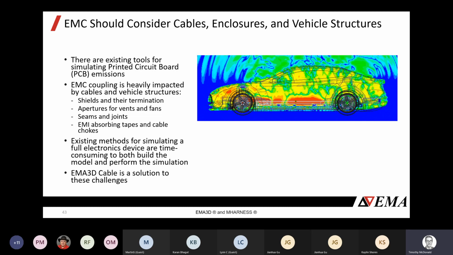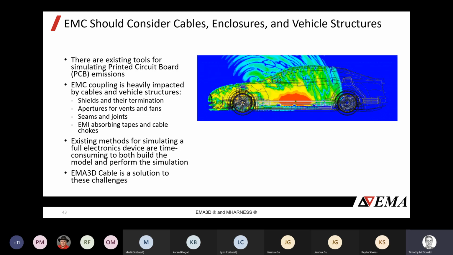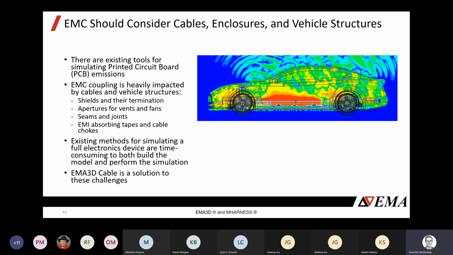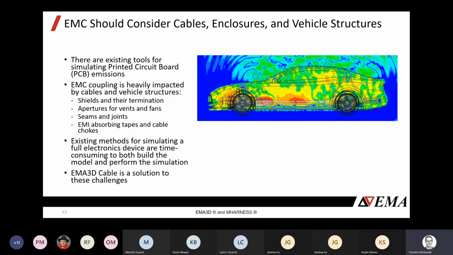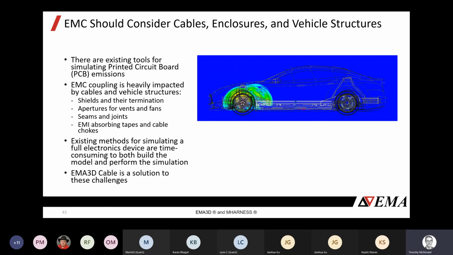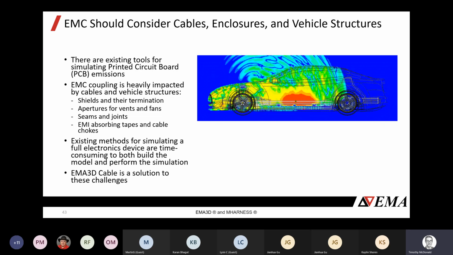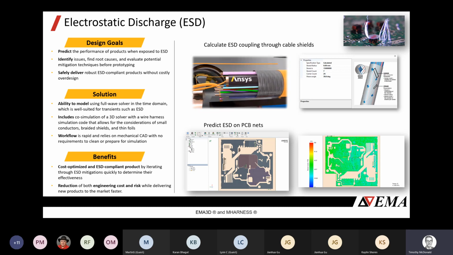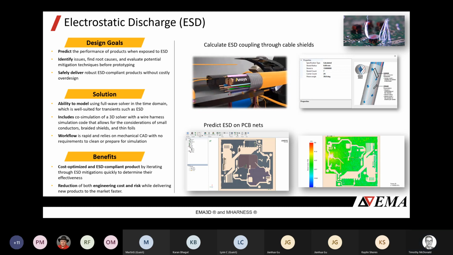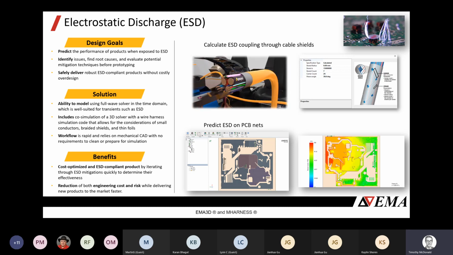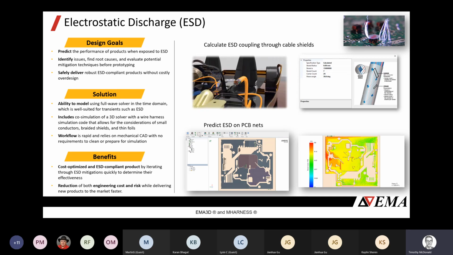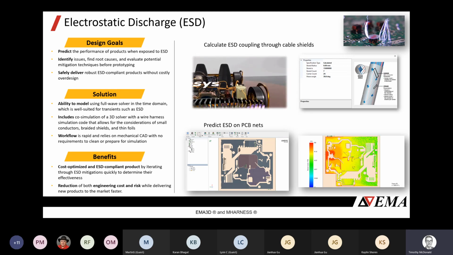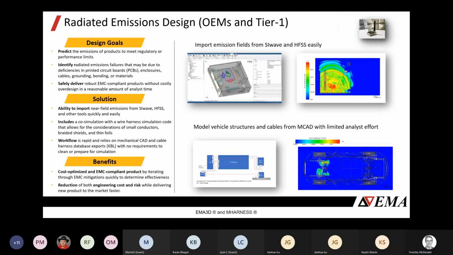So we have to be able to predict EMC at the vehicle level. That in the past has proven challenging, but with the forgiving meshing and the co-simulation with cables and circuits, it's now possible in EMA3D cable. So let's talk about ESD, a required environment. We can model all the way up through the cable to the vehicle itself for the ESD coupling.